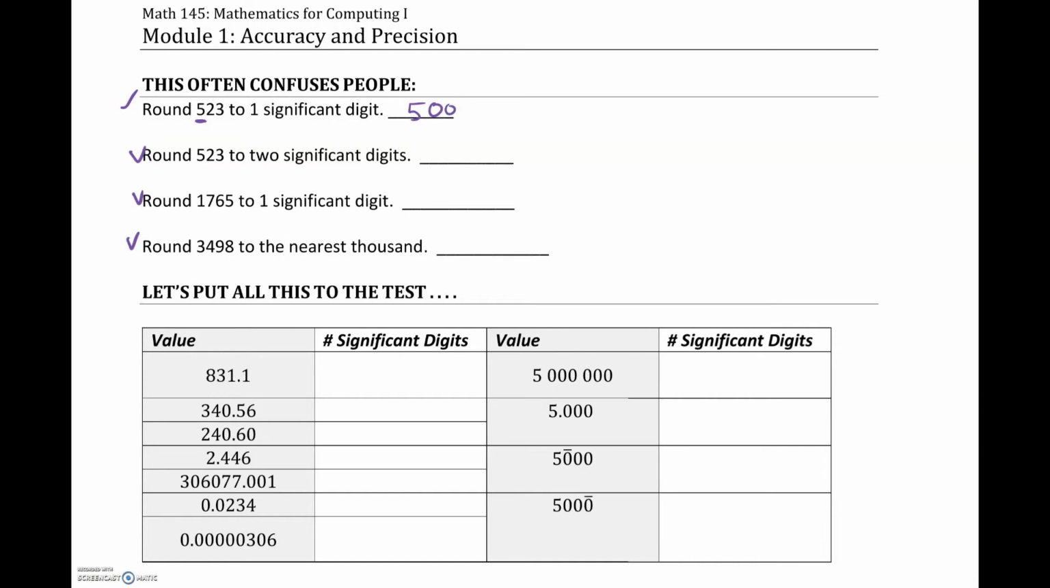Round 523 to 2 significant digits, so 1, 2. So the answer is 5, 2, 0. Okay. Round 1765 to 1 significant digit. Again, you look to the right, it's bigger than 5, so you increase the 1 by 1. So this becomes 2, and don't forget the 3 zeros. Round to the nearest 1,000. Again, that's 1,000 there. To the right, it's a 4, it's less than 5, so this just becomes 3,000. Okay.